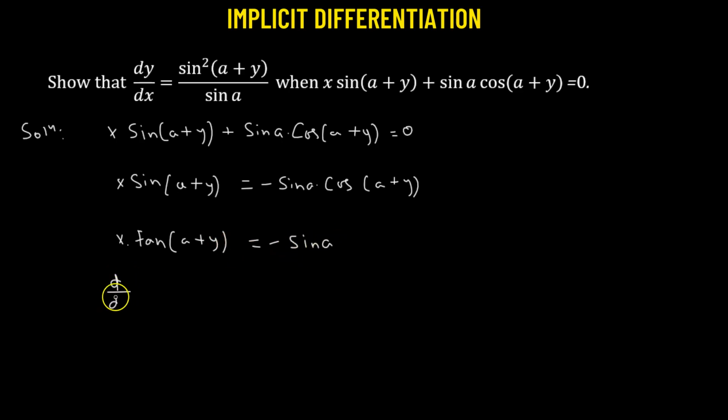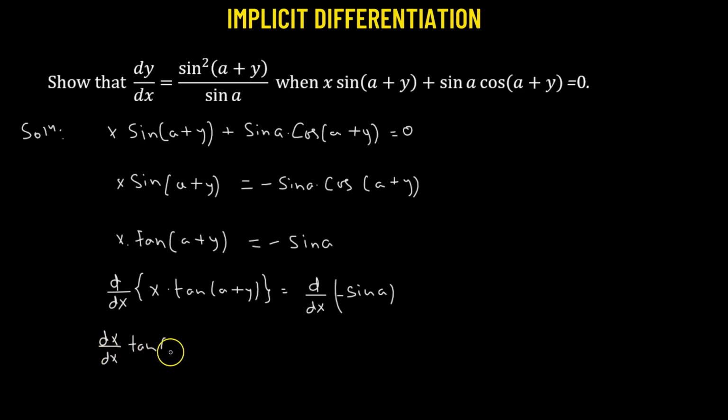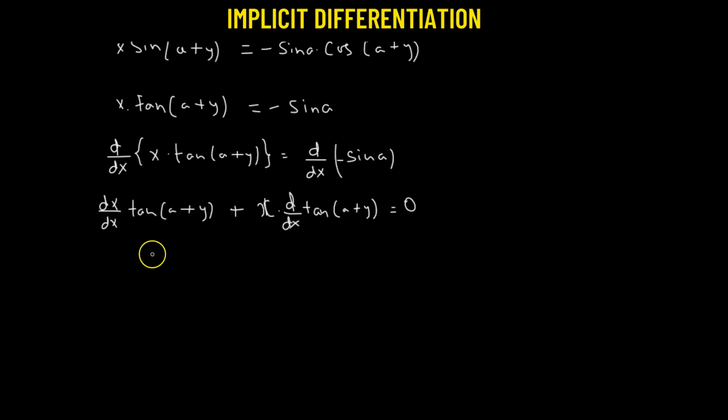Now we'll take the derivative on both sides with respect to x. So we have derivative with respect to x of x times tangent of a plus y, which will be equal to derivative with respect to x of negative sine a. Now we'll use the product rule for the left hand side. So we have derivative of x with respect to x times tangent of a plus y, plus x multiplied to derivative with respect to x of tangent of a plus y. Now a being a constant, negative sine a will also be a constant, and its derivative will be simply 0. The derivative of x with respect to x, that's 1.